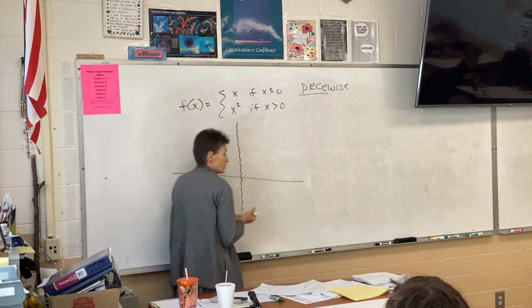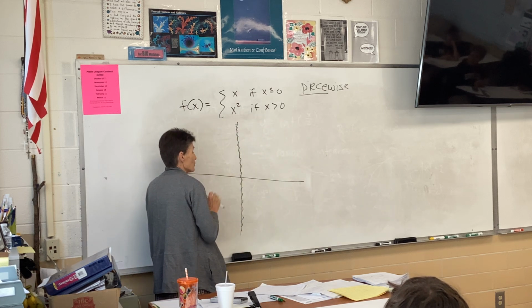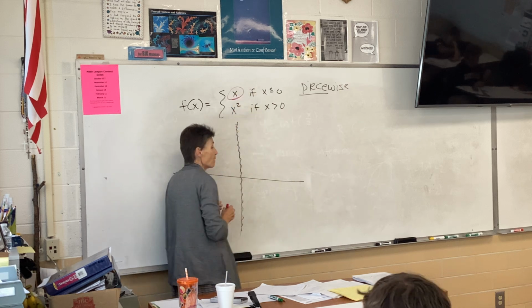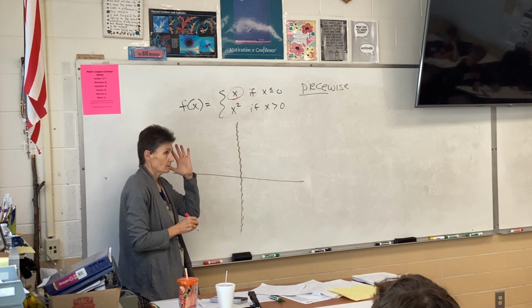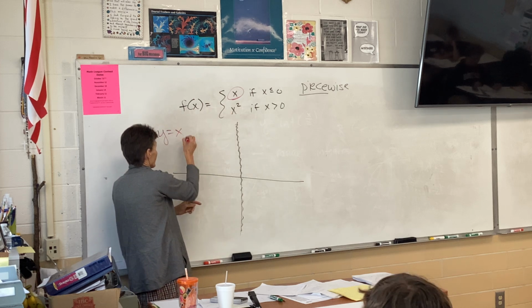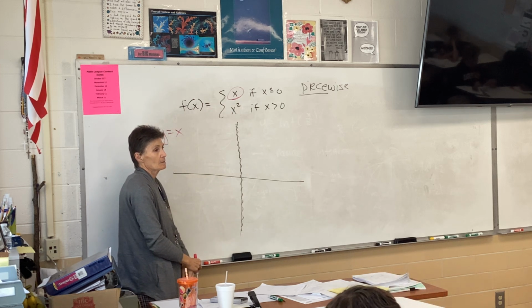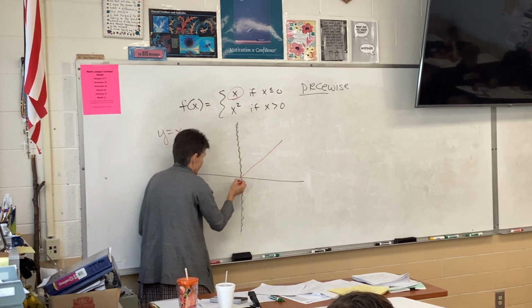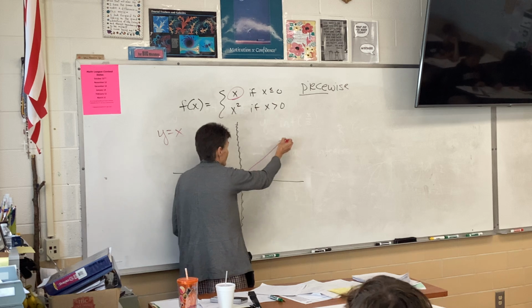Now, this may be different than the way you graphed these last year, so however you graph it is fine. This is the way I do it. With my pink marker, I'm going to graph y equals x. What shape is that? Linear right through the origin, so it looks like this. Can everyone agree that's what it looks like?